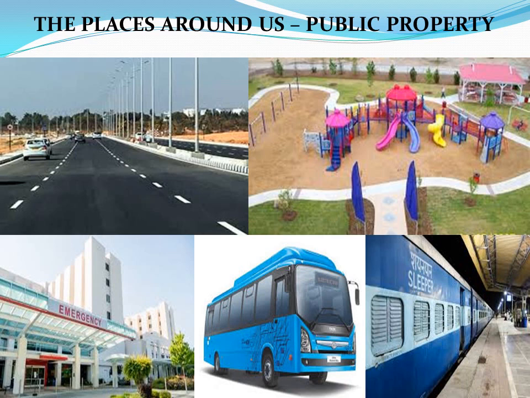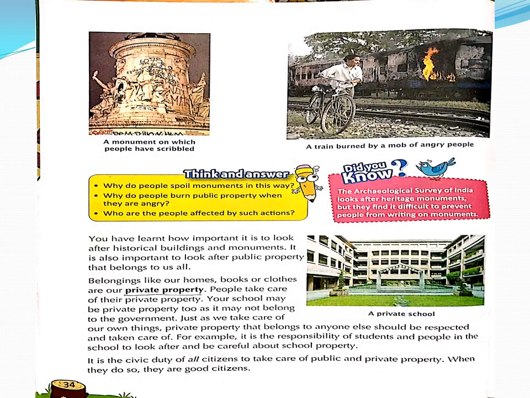Look at the picture on the next page of how monuments and public property are treated sometimes. Go to page number 34, everyone. Can you see a picture of a monument on which people have scribbled? They made several marks with paints and other material on those monuments, and these things are damaging the beauty of the monuments. These are our heritage places. They carry our mark of culture. Isn't it our mark of architecture?